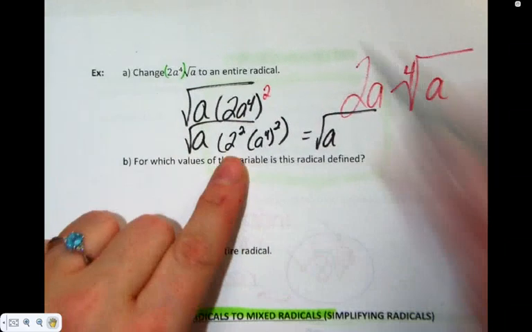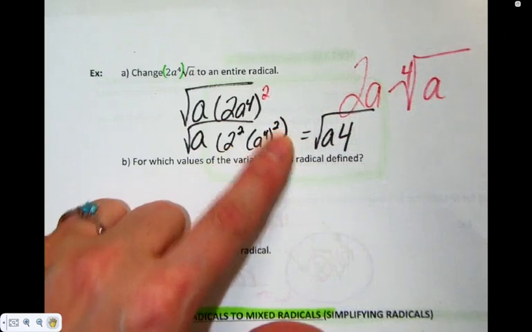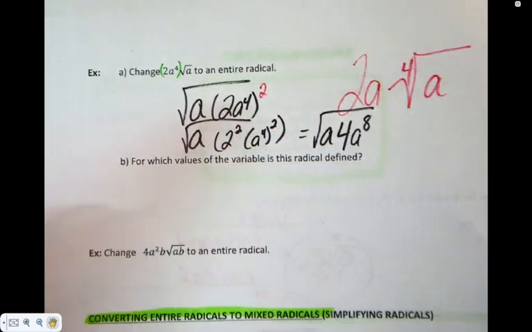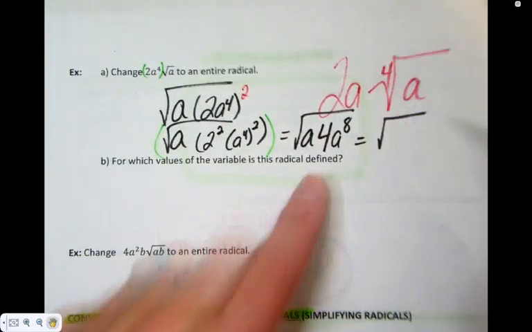2 to the 2. A to the 4 to the 2. A to the 8. Okay, so I'm just going to bracket this step. This is optional. You don't need to show that work. You can jump straight from the first to the second. And the last thing I'm just going to do is clean this up.